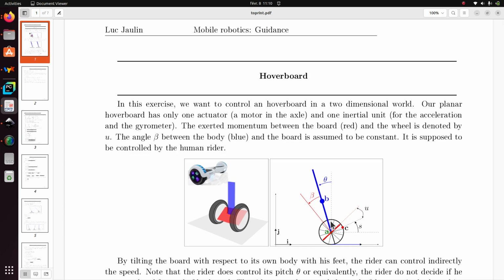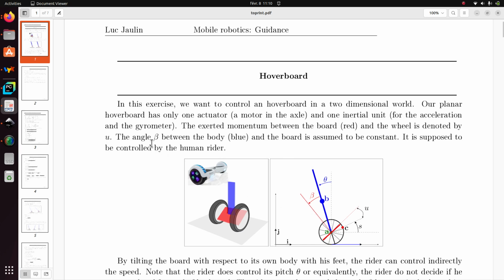The inertial unit is a purely inertial sensor, so it is only able to measure acceleration and rotation rate. For the rotation rate we use a sensor which is a gyrometer. All is inside an IMU, which is an inertial unit. The actuator corresponds to U, the input, and it is the torque between the wheel and the pendulum.